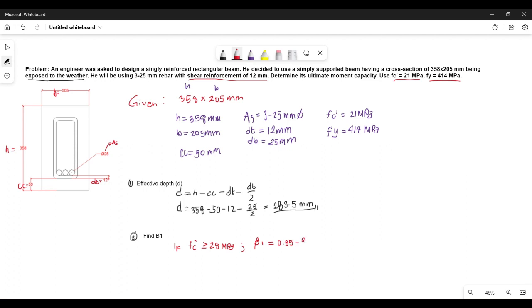Beta 1 is equal to 0.85 minus 0.05 over 7 times Fc prime minus 28. This is according to our code. Next, if your Fc prime is less than 28 MPa, you will use beta 1 equal to 0.85.